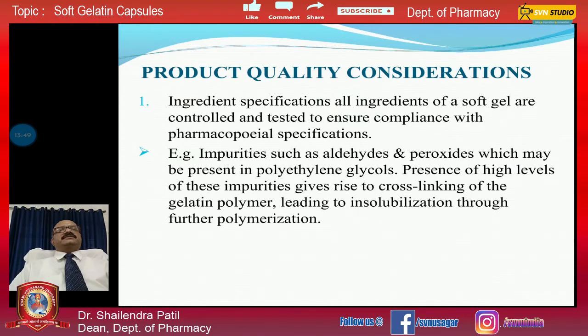Product quality considerations. The ingredients specifications. All ingredients of a soft gel are controlled and tested to ensure compliance with pharmacopoeia specifications. For example, impurities such as aldehydes and peroxides may be present in polyethylene glycols. The presence of high levels of these impurities gives rise to cross-linking of the gelatin polymer, leading to insolubilization through further polymerization.